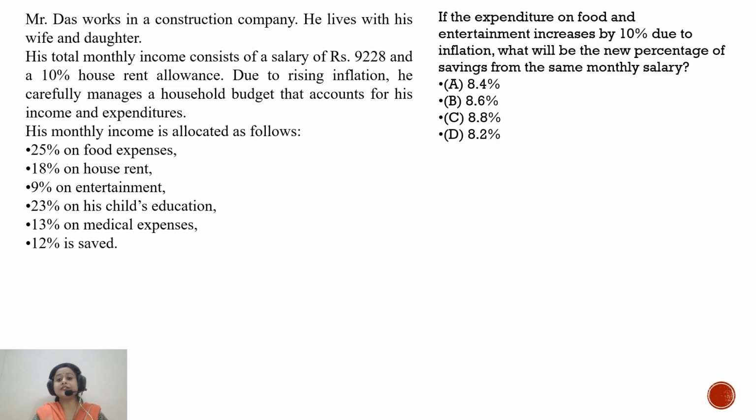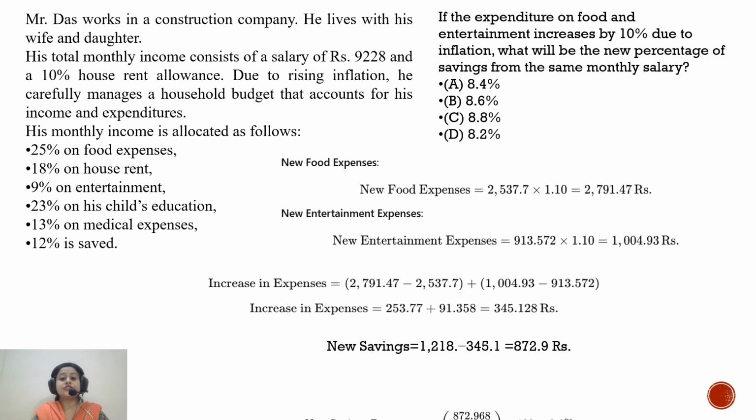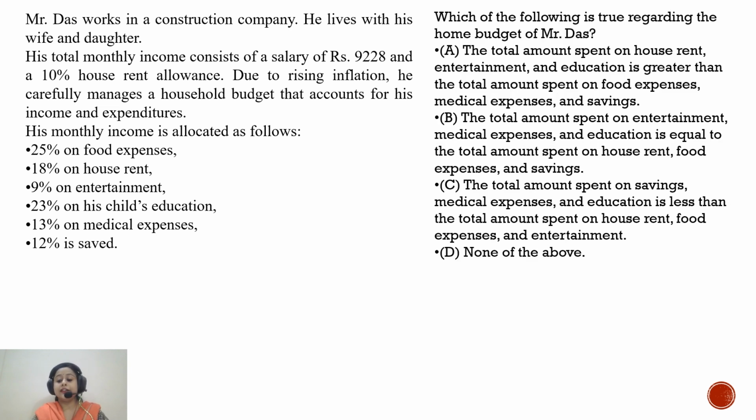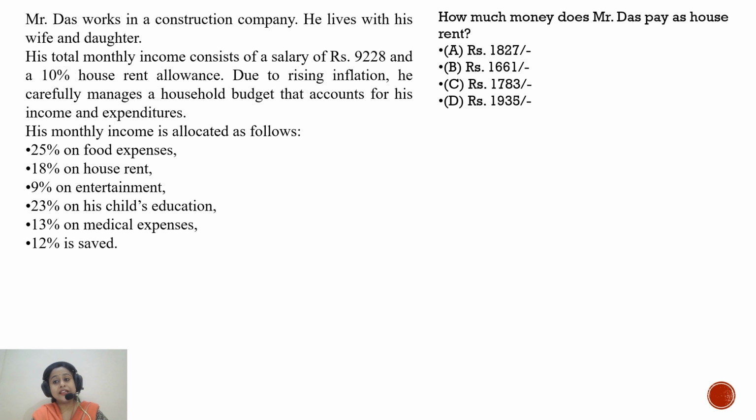So this is the whole case study, and based on this, there will be different questions. Like this is the first question: if the expenditure on food and entertainment increased by 10% due to inflation, what will be the new percentage? Right? Next question can be how much total money Mr. Das has spent. Then, how much money does Mr. Das pay as house rent?